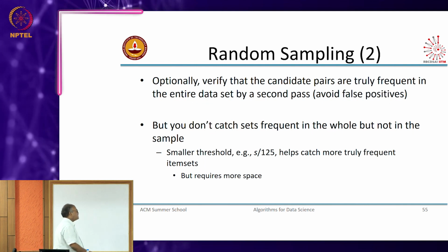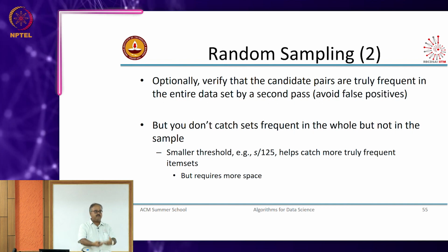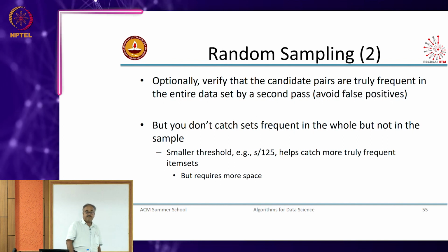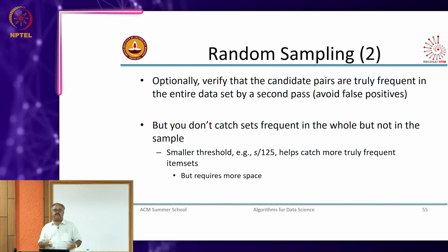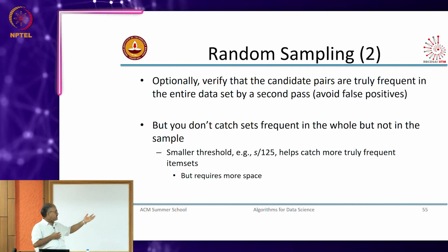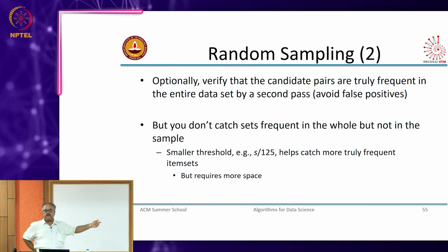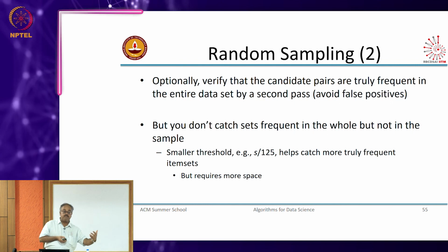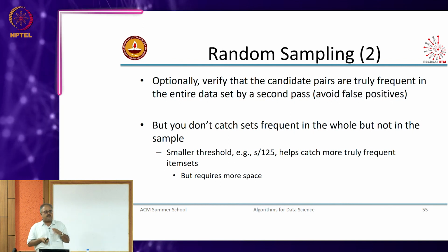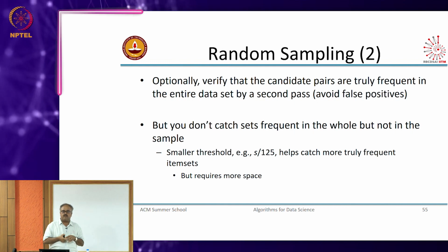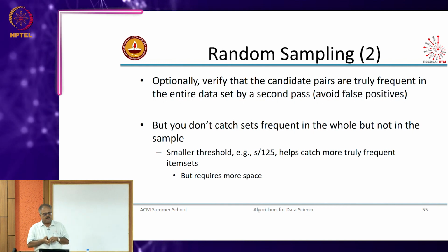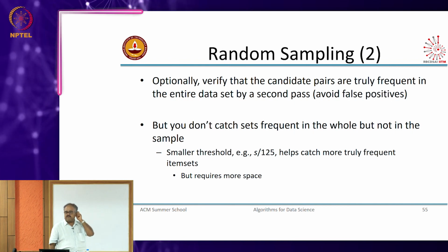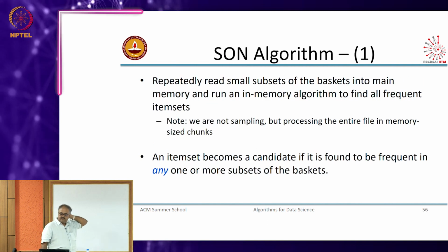So one way to minimize the false negatives, the things that we miss, that we don't count, is to set the threshold lower than just proportional to the sample. Suppose I have taken 1/100th of the sample data. Instead of S by 100, I set the threshold to S by 125. So what will happen is I might catch some more false positives, but false positives are okay, because we can go back and do the full count and then eliminate them. But you are less likely to lose truly frequent item sets. Okay, so that's the random sampling idea.